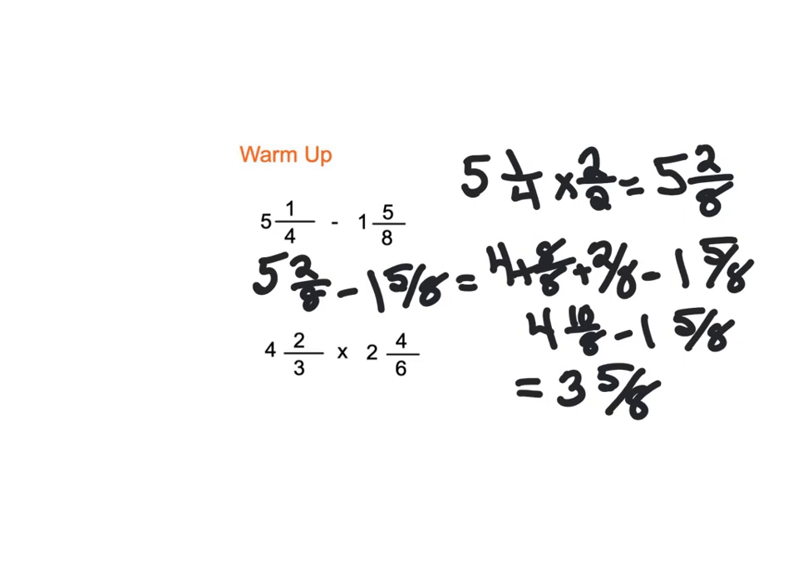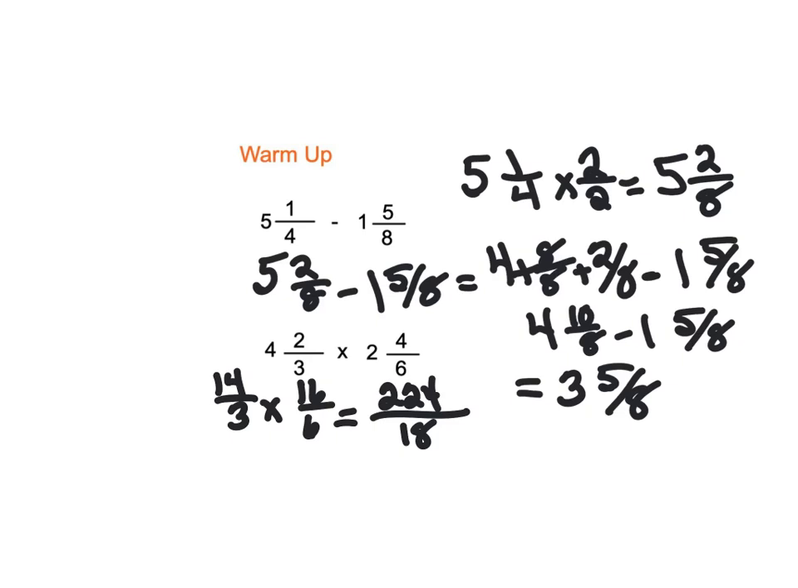To solve the next problem of 4 2/3 times 2 4/6, I'm going to make improper fractions out of these mixed numbers. To multiply 4 2/3 times 2 4/6, I'm going to change these into improper fractions or fractions greater than 1. 4 2/3 becomes 14/3, and 2 4/6 becomes 16/6. And then I'm going to multiply my numerators, and I will get 224. And then I'll multiply my denominators to get 18.